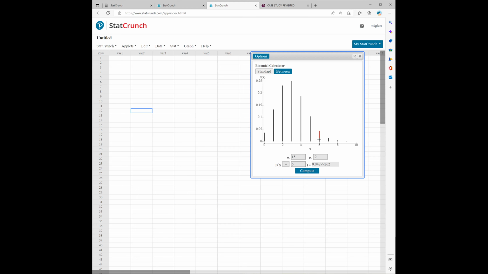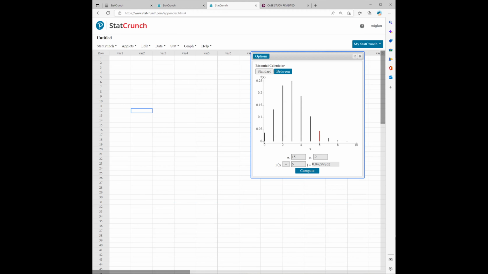That is something you can't really tell just by the 4%. You can't tell whether 6 is a small number out of 15, or a high number out of 15, without actually seeing the distribution. So that's one benefit of being able to see the distribution.